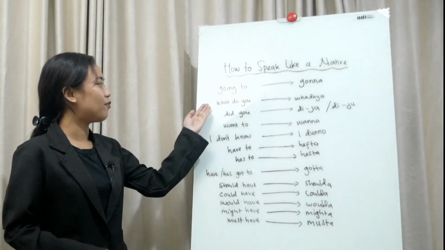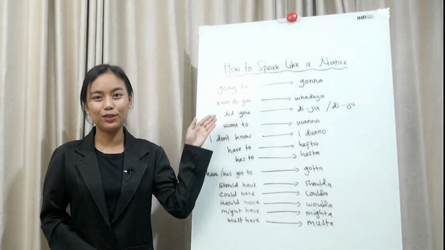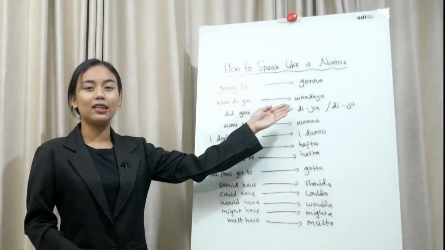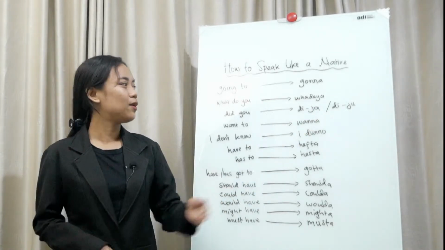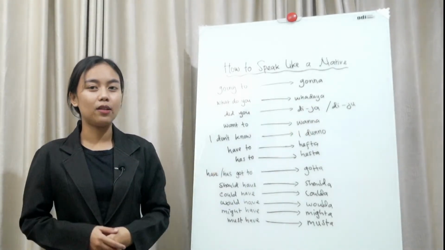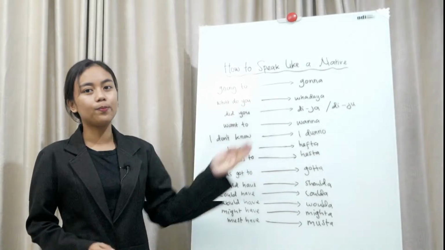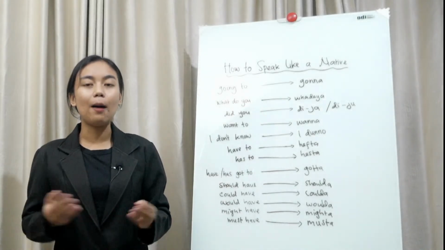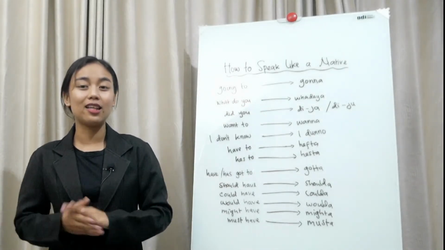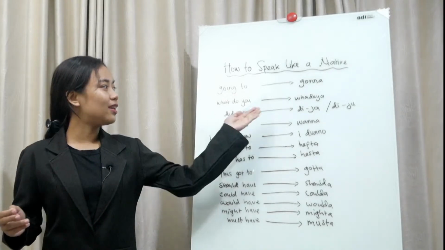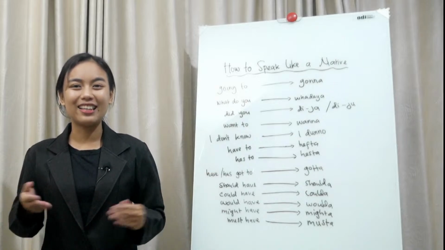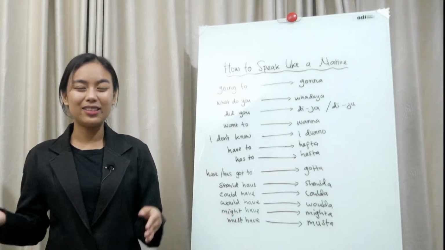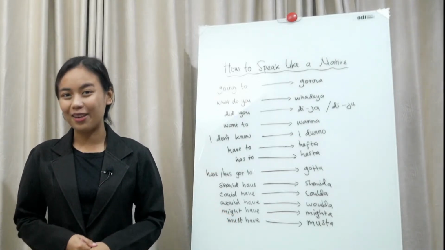The next one we have is what do you. What do you bisa disingkat menjadi what daya. Let's say it. What daya. For example, what do you do? Apa yang kamu lakukan? Bisa disingkat menjadi what daya do. Let's say it with me. What daya do? Apa yang kamu lakukan?